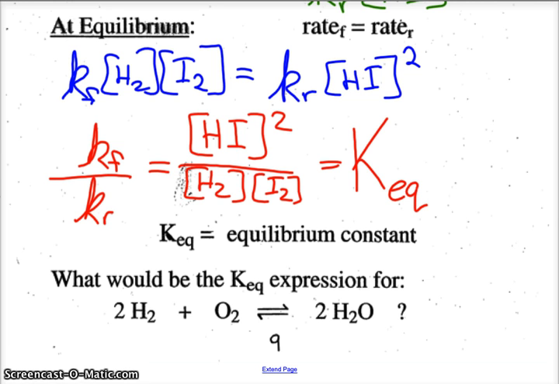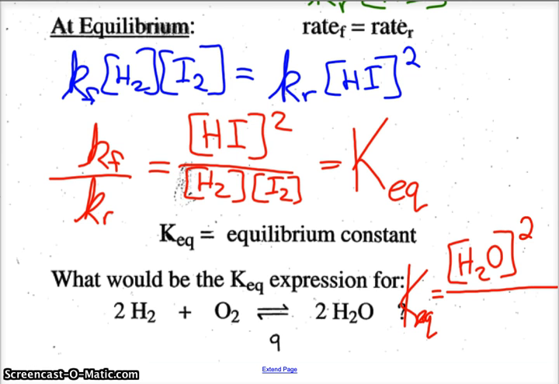So what would be the Keq expression for this new equation? We don't have to do the derivation. All we have to do is say Keq is equal to, and I look at my product, so I have H2O, the concentration of H2O. There are 2 moles in the balanced chemical equation, so this is H2O squared, over, and I have H2 on the bottom. There are 2 moles of H2, so it's H2 squared, and the concentration of O2, 1 mole of it, so it's O2 to the first power.